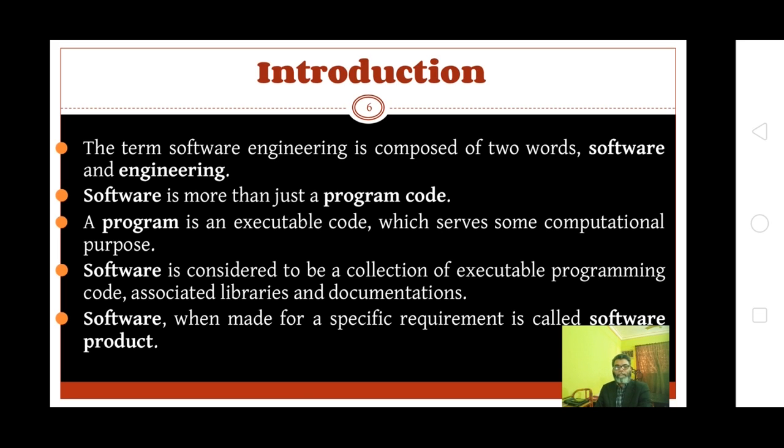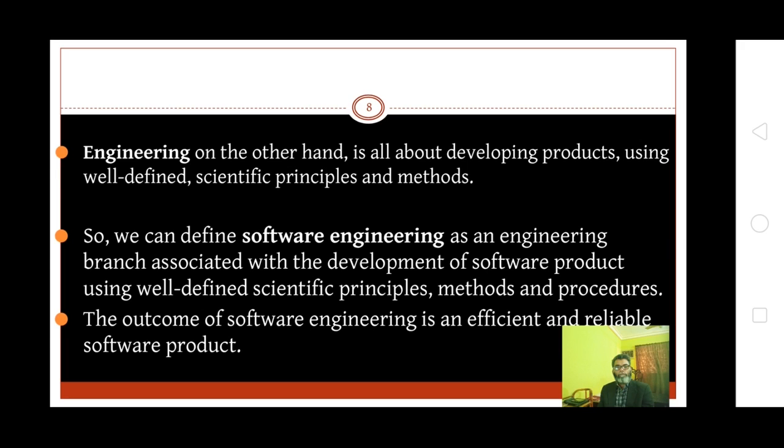Software is more than just a program code, and software is considered to be a collection of executable programming code, associated libraries, and documentation. In other sense, software is a set of instructions, data, or program used to operate computers and execute specific tasks. Software, when made for a specific requirement, is called software product. Engineering, on the other hand, is all about developing products using well-defined scientific principles and methods.